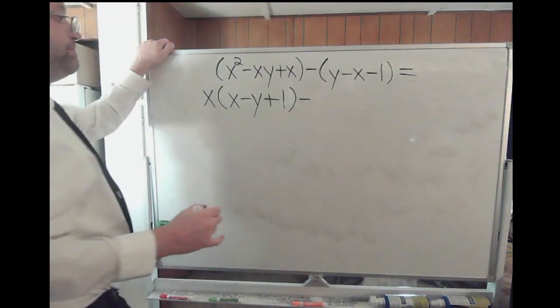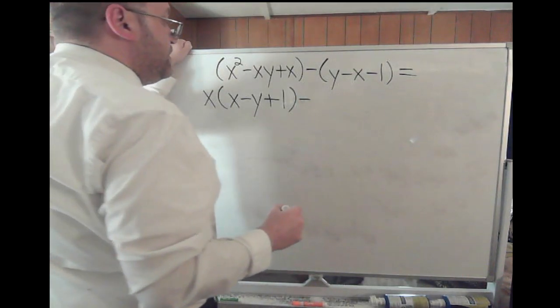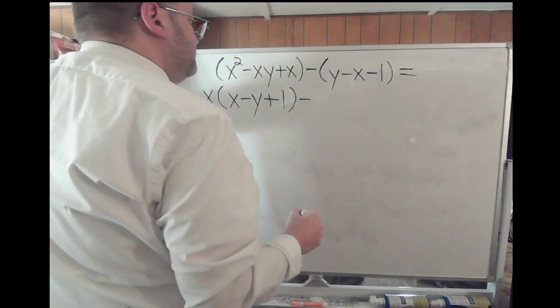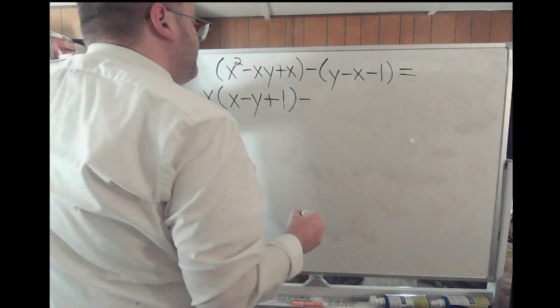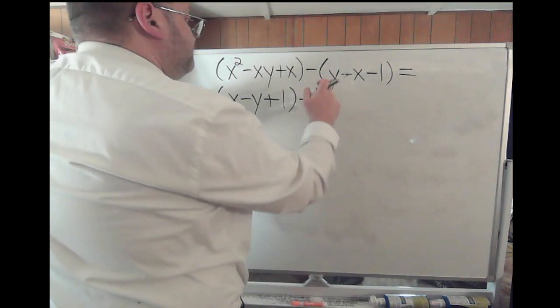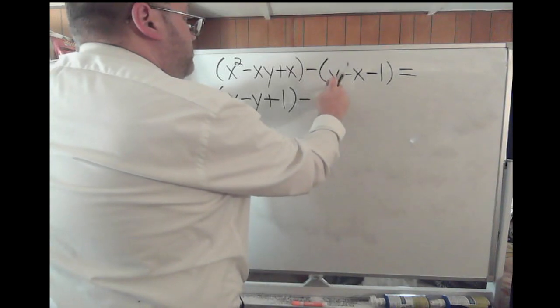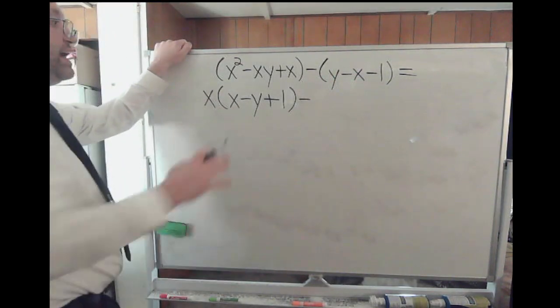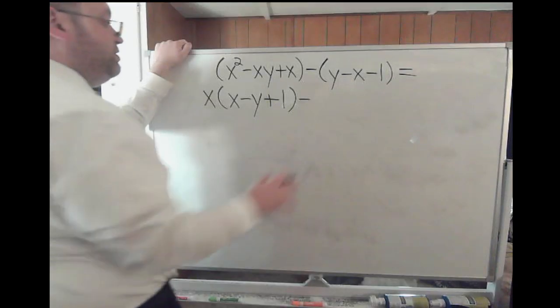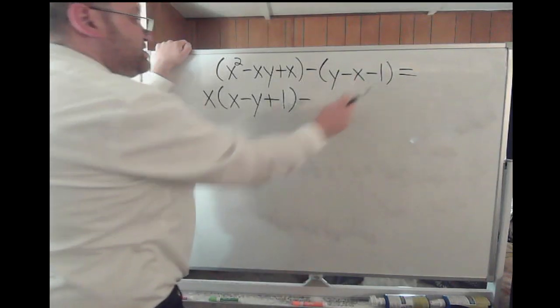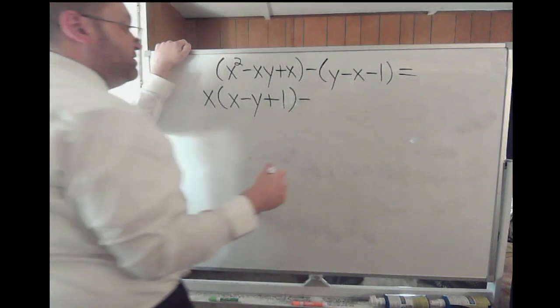Okay, here we've got the quantity of y minus x plus 1. Not quite a similar factor just yet. You have y minus x minus 1. That's really an opposite factor.